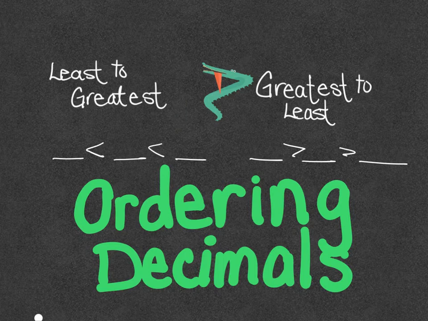We also are going to order decimals greatest to least. So this number is greater than this number, and this number is greater than this number, and this is the least. And we know it's the least even by using these comparing symbols that we have. So, ordering decimals.